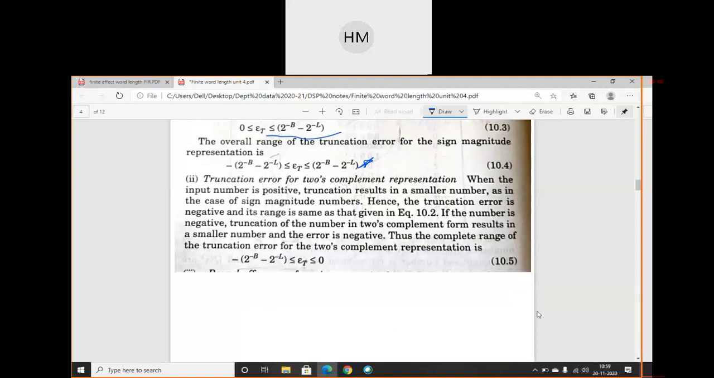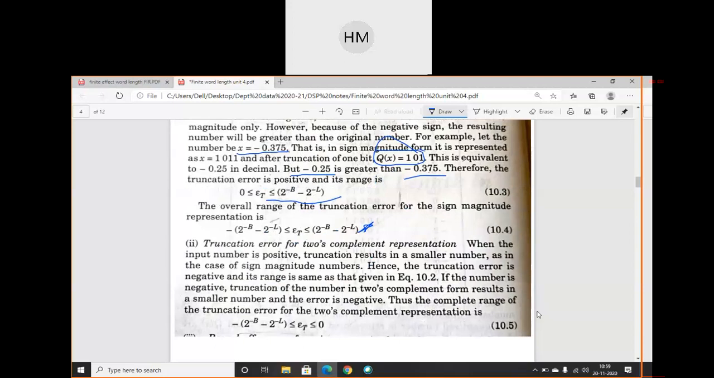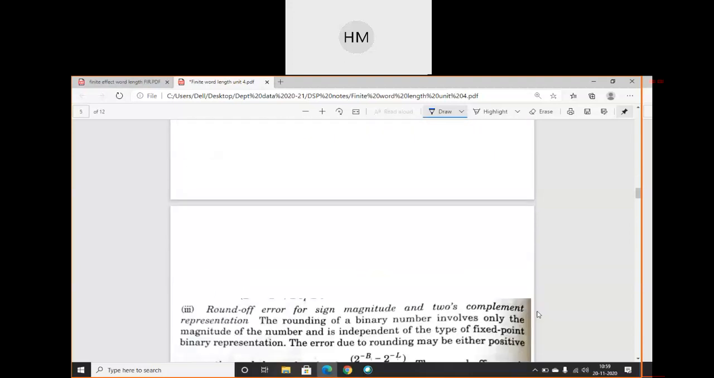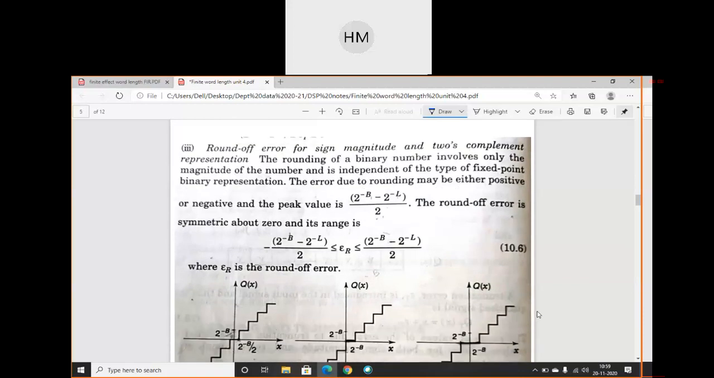Now truncation error for 2's complement representation. That's very simple. For 2's complement representation, when the input number is positive, truncation results in a smaller number, as it was earlier, as in the case of sign magnitude number. Hence, truncation error is negative and its range is same as given in equation 10.2. The equation we wrote earlier will remain the same, and that is given by this equation 10.5. Clear? Next, round off error for sign magnitude and 2's complement representation.